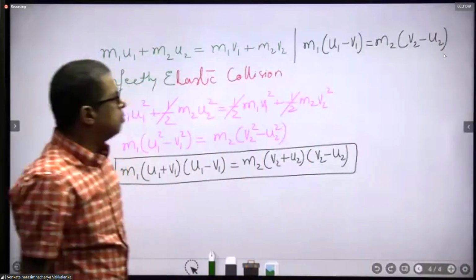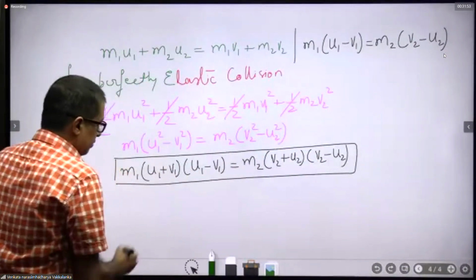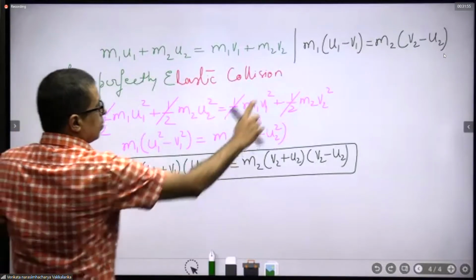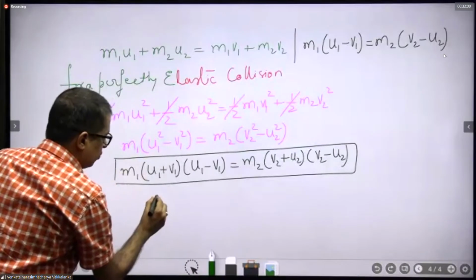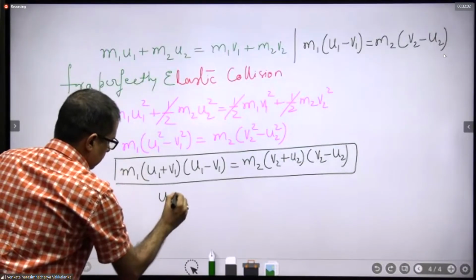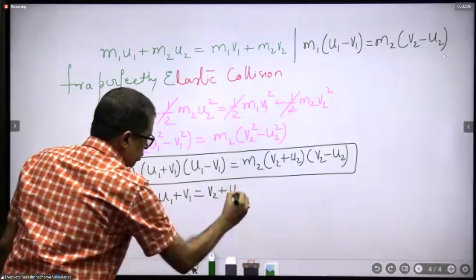Agreed? Forget about the equation. See what you are getting? M1 into U1 minus V1 will go. M2 into V2 minus U2 will go. You are left with U1 plus V1 equal to U2 plus V2, V2 plus U2.